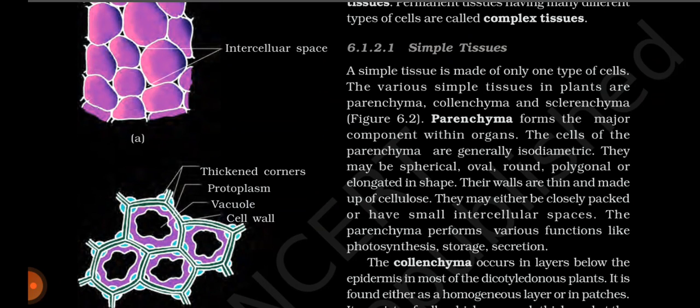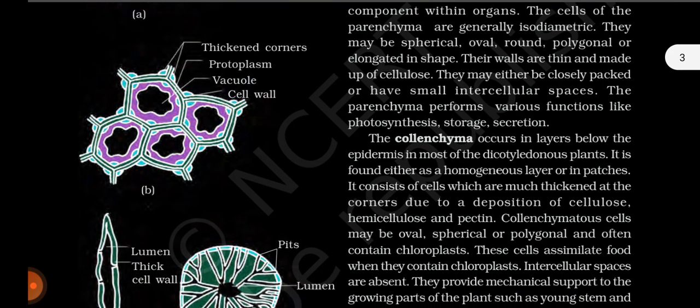Parenchyma forms the major component within the organ. The cells of parenchyma are generally isodiametric. They may be spherical, oval, round, polygonal, or elongated in shape. Their walls are thin and made up of cellulose. They may either be closely packed or have small intercellular spaces. The parenchyma performs various functions like photosynthesis, storage, secretion.